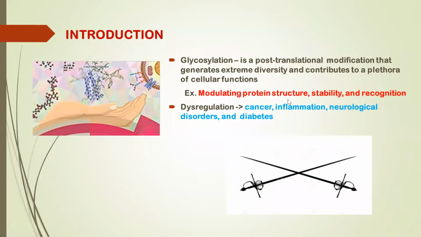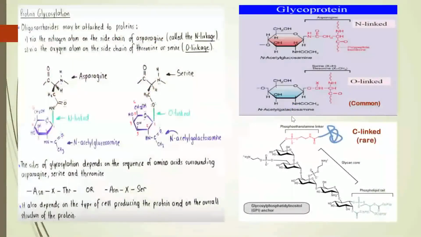First of all, I just want to introduce glycosylation. Glycosylation is a post-translational modification that generates extreme diversity and contributes to a plethora of cellular functions such as modulating protein structure, stability, and recognition. The dysregulation of glycoproteins is often correlated with disease states, including cancer and inflammation. And now there are 3 main types of glycoprotein.